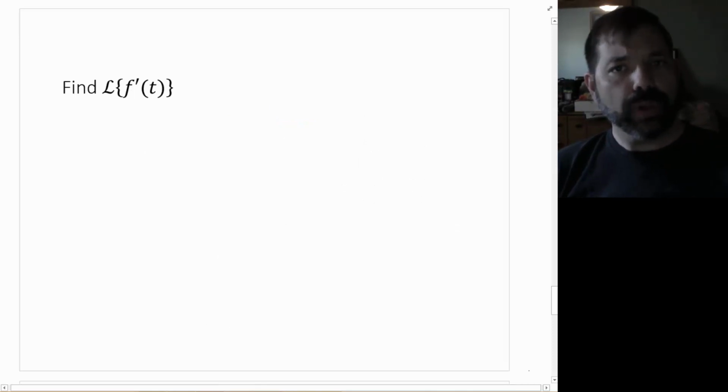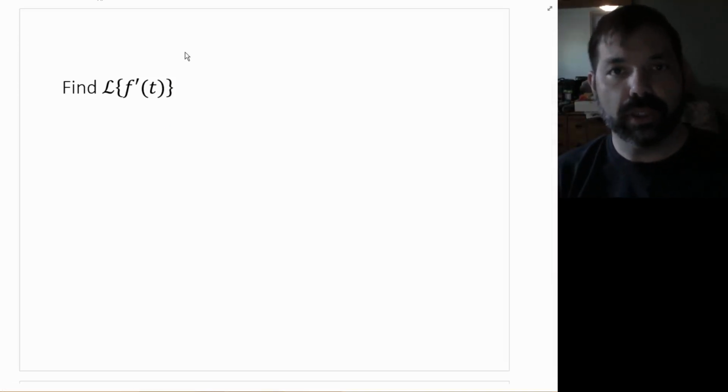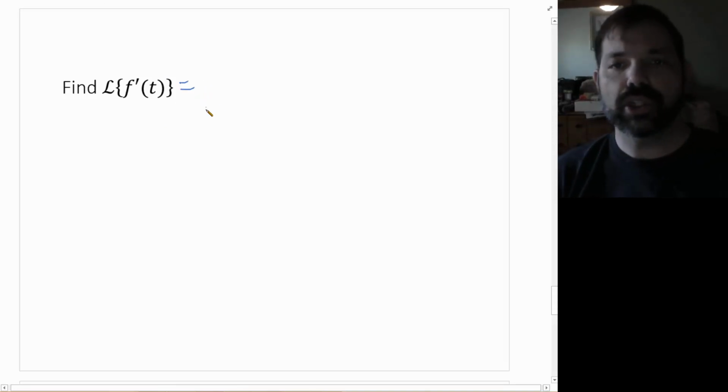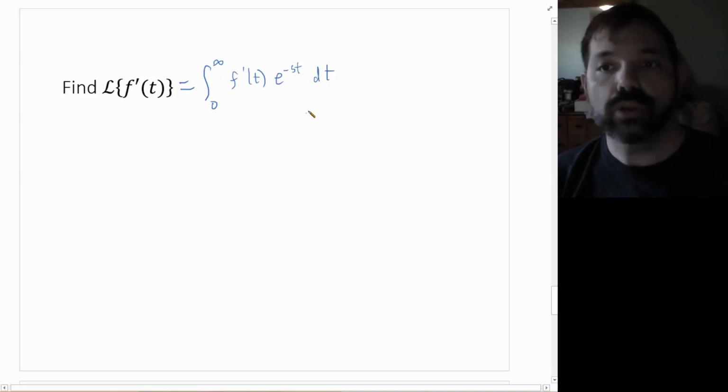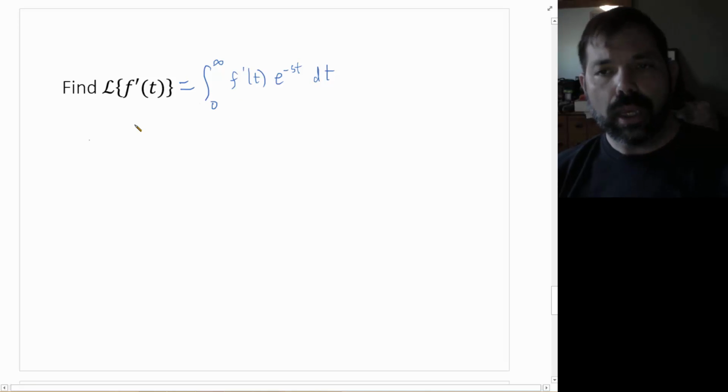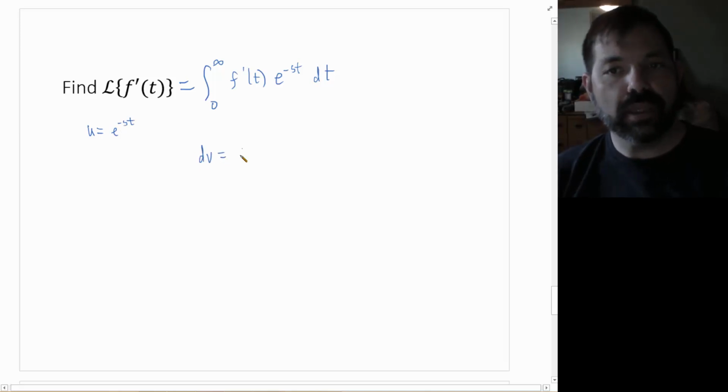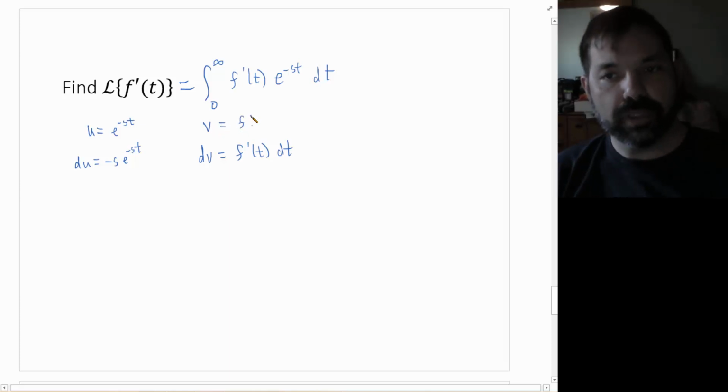So now let's find the Laplace transform of the derivative of the function f of t. What's the Laplace transform of f prime of t? Well, let's go back to our definition because we haven't learned how to deal with this yet. The Laplace transform of f prime of t would be the integral from 0 to infinity of f prime of t times e to the negative st dt. And we're going to use integration by parts. I'm going to let u equal e to the negative st, and let dv equal f prime of t dt. So then du would be negative s e to the negative st, and v, the antiderivative of f prime of t, is just f of t.